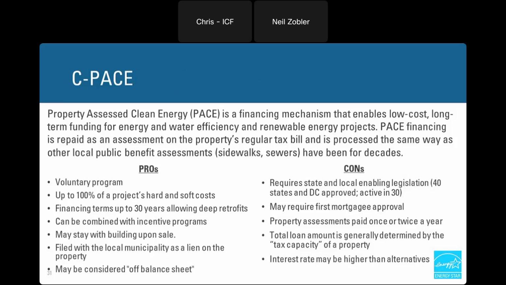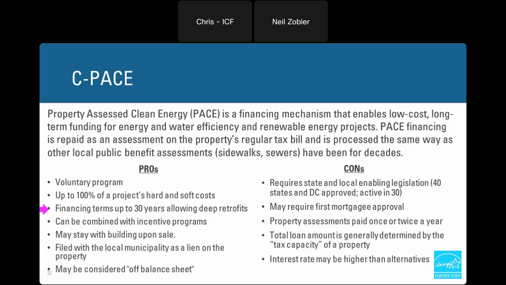Mention about CPACE, property assessed clean energy. It's a financing mechanism that allows low cost, long-term funding for energy, water efficiency, renewable energy projects. It's repaid as an assessment on the property's regular tax bill. And it's processed the same way as other local benefit assessments like sidewalks, sewers, stoplights, et cetera. So it's been around for a long time. It's a voluntary program. You can fund up to 100% of the project hard and soft costs. Terms are up to 30 years, allowing very deep retrofits.